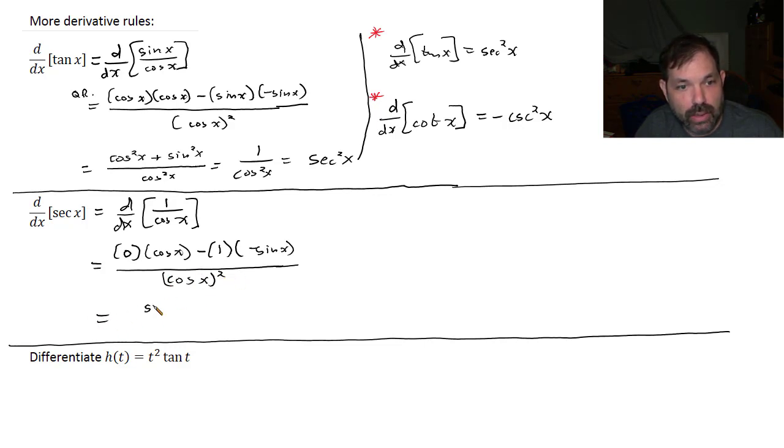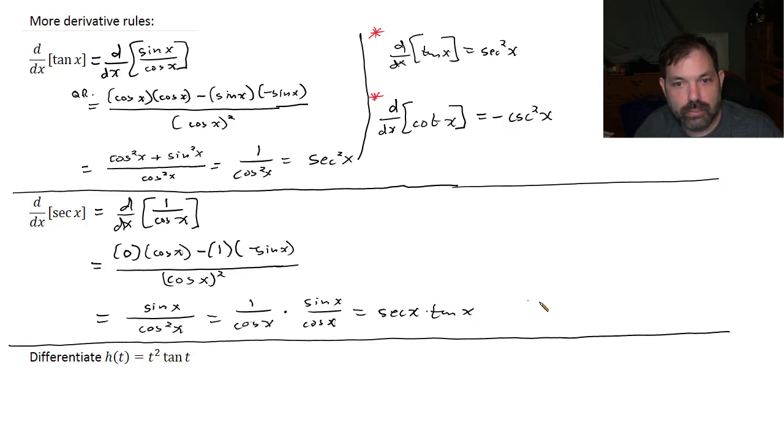So then that would give us sine x over cosine squared x. Now I'm going to break this up a little bit. Sine x over cosine squared x is the same as 1 over cosine x times sine x over cosine x. And if you remember some identities from trigonometry, that's the same as writing secant x times tangent x. So, new rule: the derivative with respect to x of secant x is secant x times tangent x.